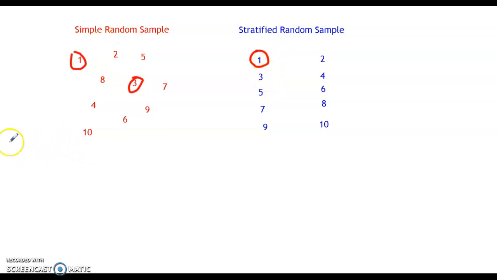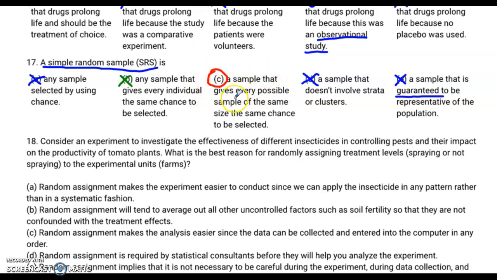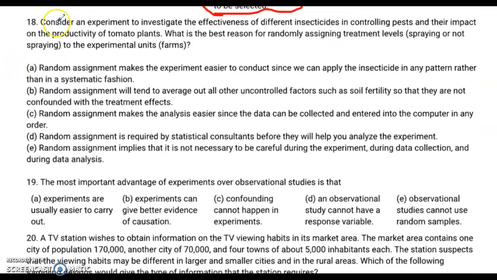Therefore, the definition of simple random sample, the thing that separates it apart from all of the other types of random sampling, is that every possible sample of the same size has the same chance to be selected. Yes, this is true, but it is not exclusive to simple random samples. A sample that gives every possible sample the same size the same chance to be selected, that is exclusively the domain of a simple random sample. Hopefully, you don't get super mad at me and put a nasty comment on this video, because it's true.